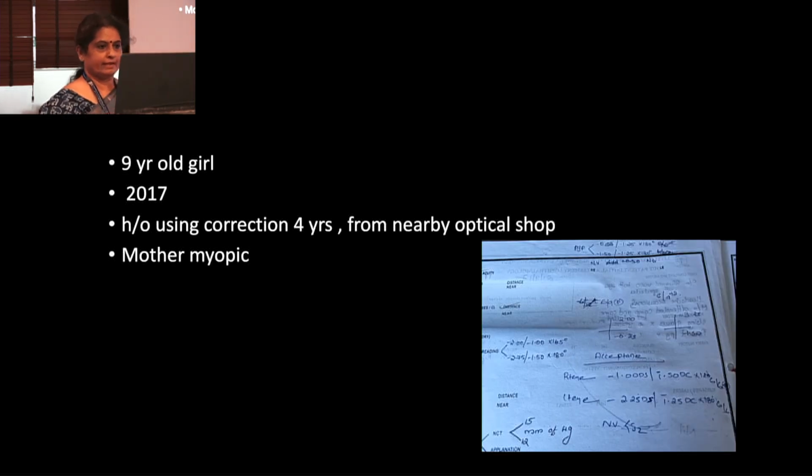So this was a 9-year-old girl who came to us in 2017, and she had a history of using glasses for 4 years from a nearby optical shop, and her mother was myopic. And you can see most of the children who come to us will be undercorrected. Here the child was using plano and -1.5 sphere, and we did a cycloplegic refraction, and glasses of the correct power were given. So immediately I did not start any measures, just gave the glasses, and this was in 2017.